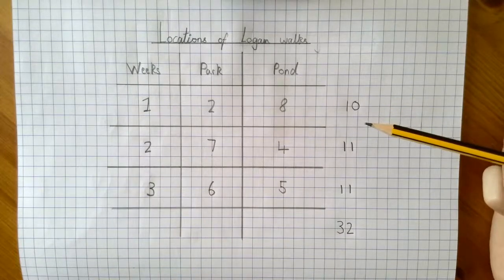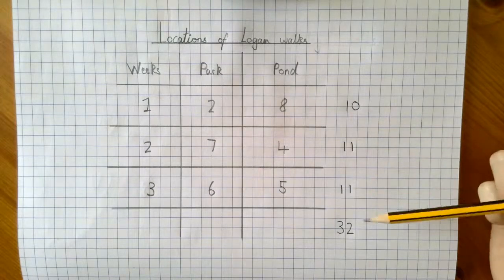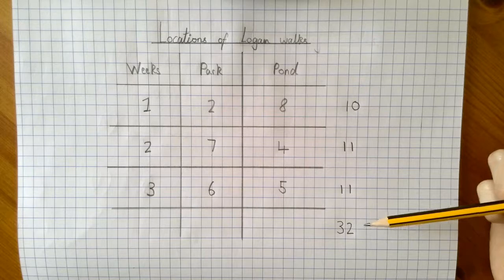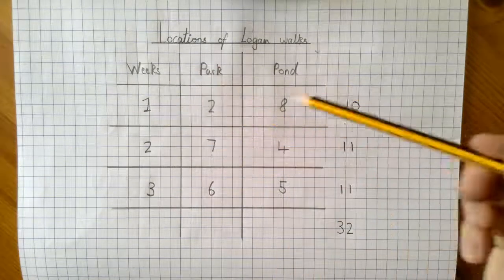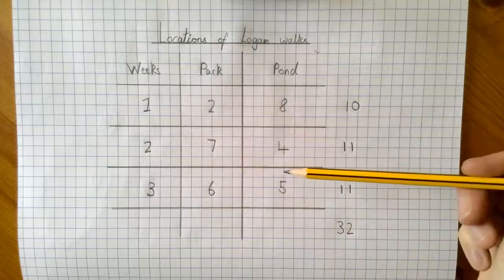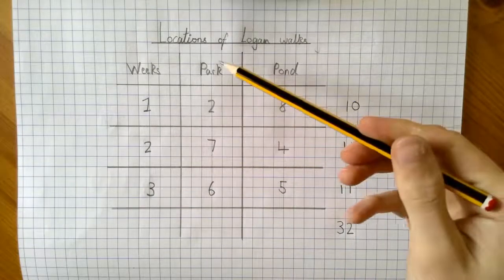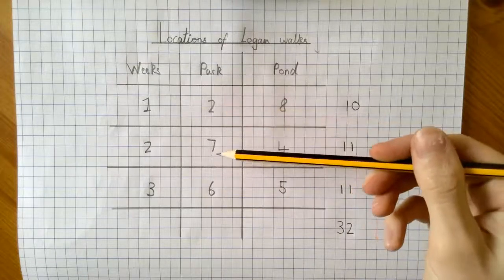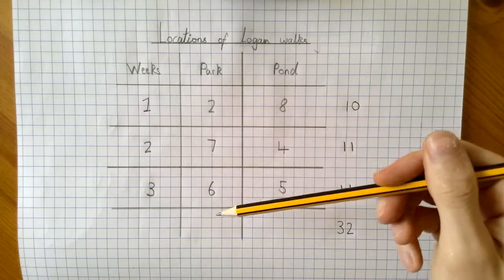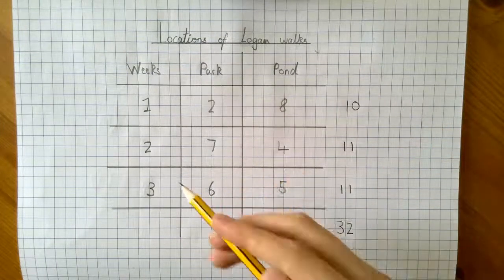But we're not quite done there, because I might want to know how many times out of that 32 did I just go to the park. So we go back to, we've done our rows. Now we can come back to getting a subtotal for our columns. So we've got 2, 7 and 6 which we need to add together. That gives us 15.